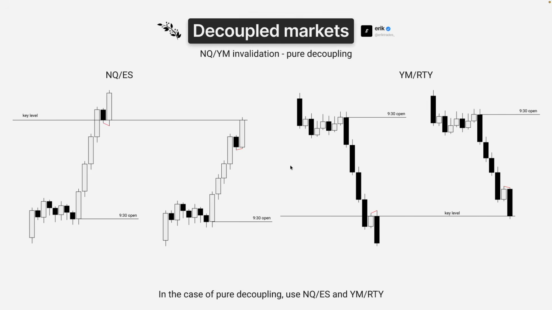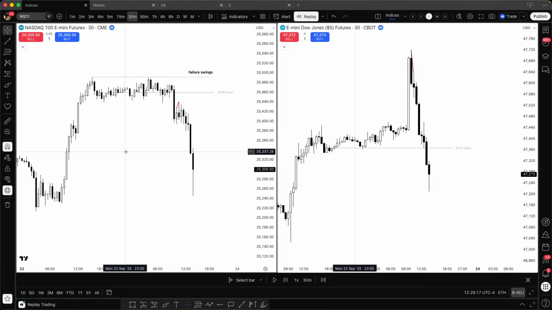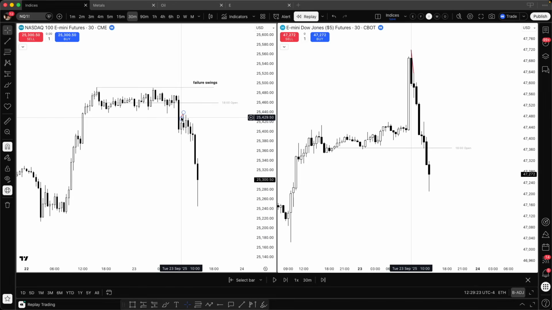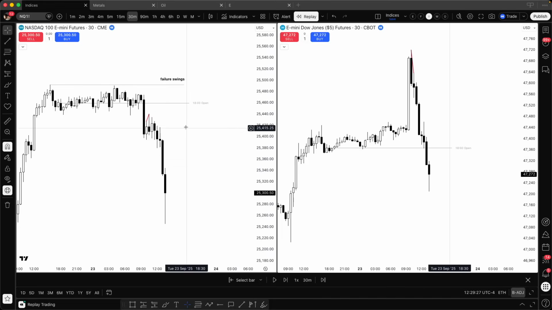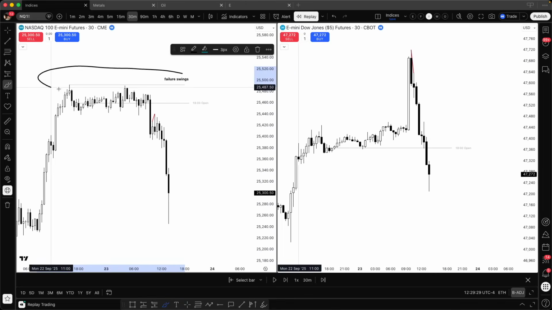But yeah, that is the asset synchronization and decoupling markets lecture. We're going to go over some examples now, okay? I have an example of another decoupling right here with a resync with an SMT and a PSP. It's a gap fill. It's very, very textbook. It is also trading away from failure swings.